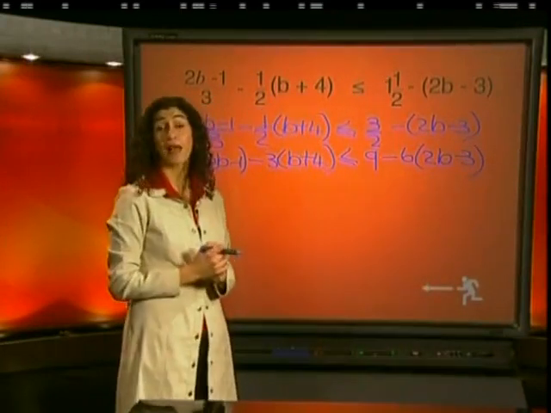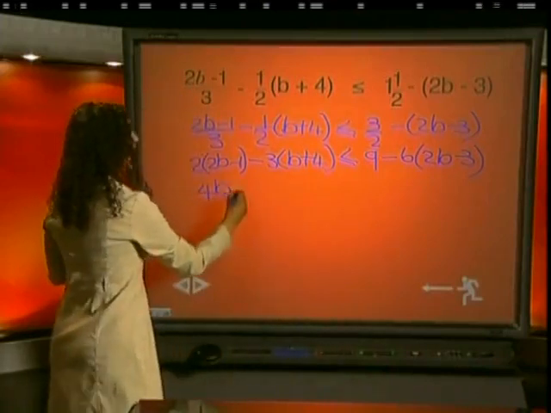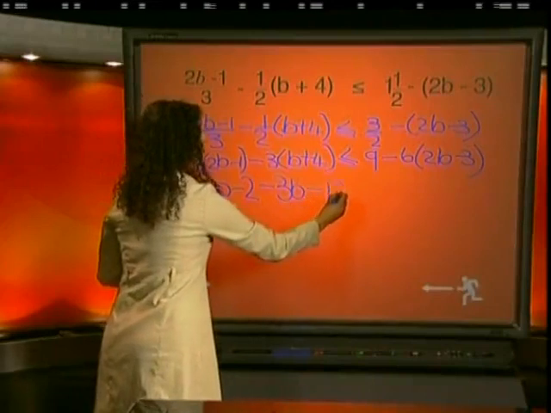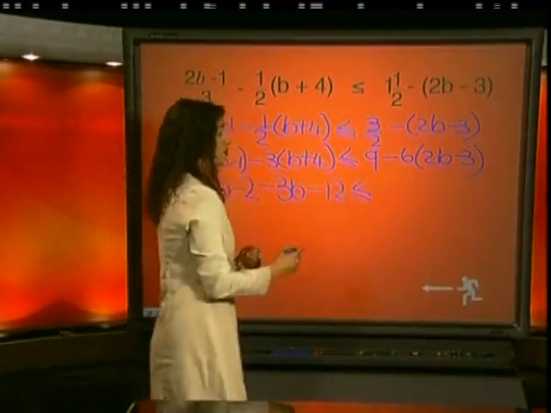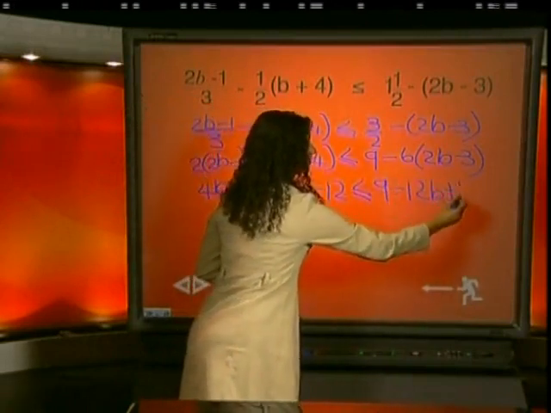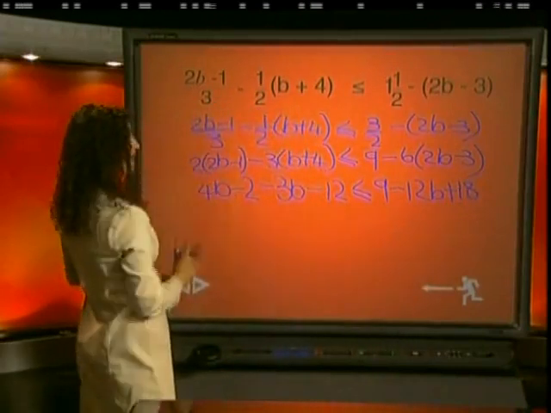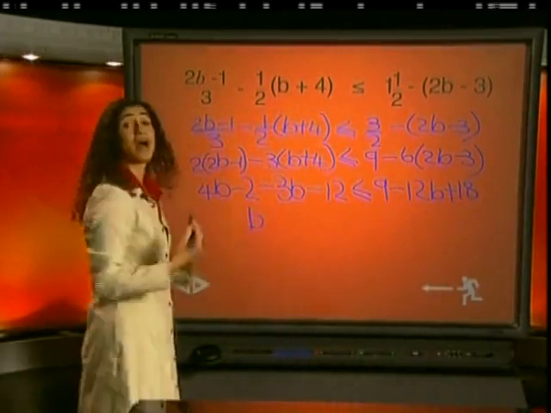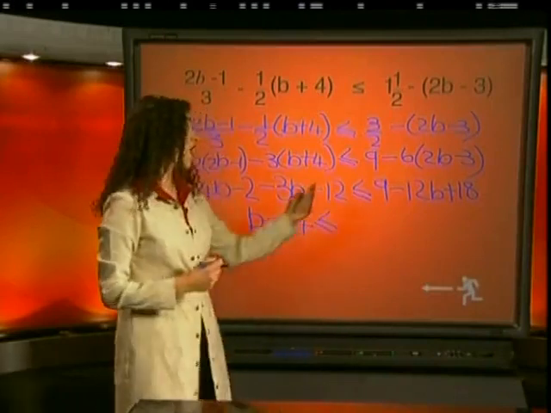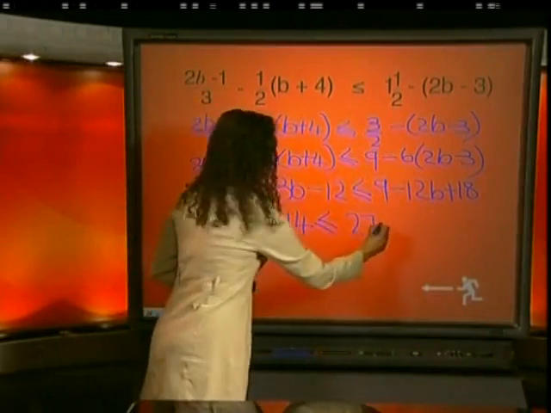Now we just need to multiply out using the distributive law. So we get 4b minus 2 minus 3b minus 12 is less than or equal to 9 minus 12b plus 18. We then add our like terms. So we've got 4b minus 3b, which gives us b, and minus 2 minus 12 is minus 14, is less than or equal to. On this side, we have 9 plus 18, which is 27, minus 12b.